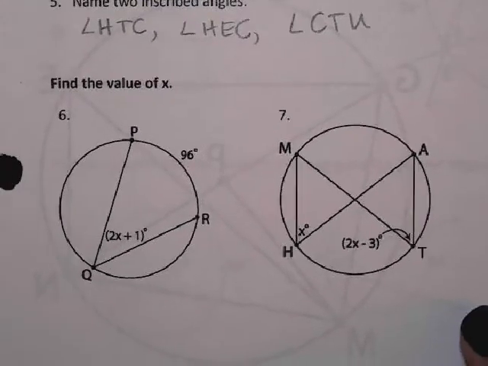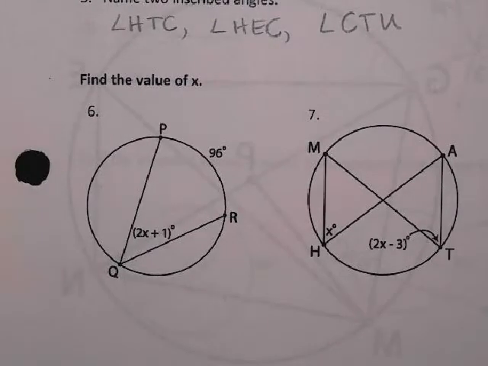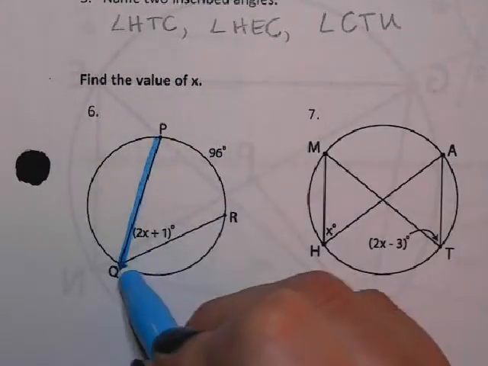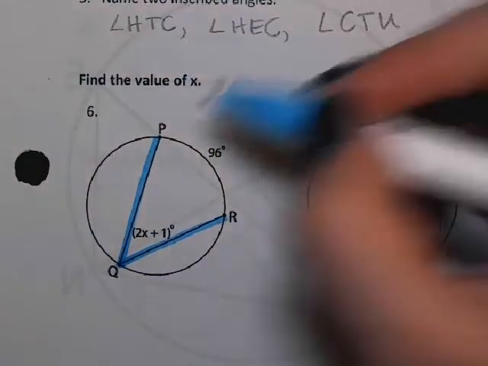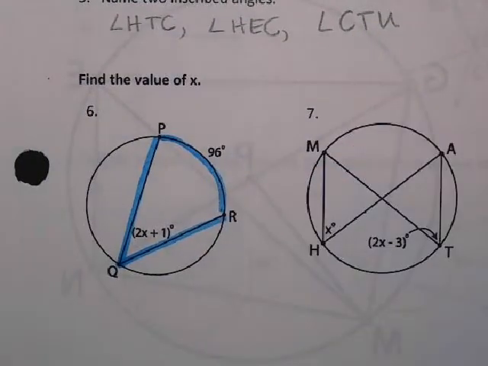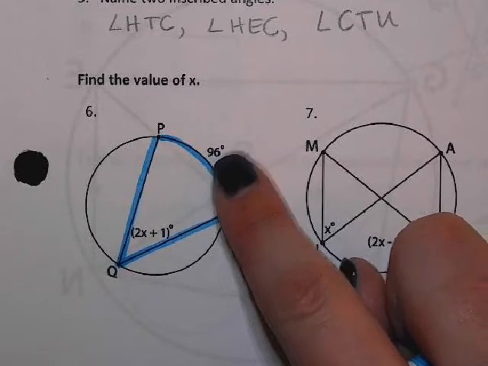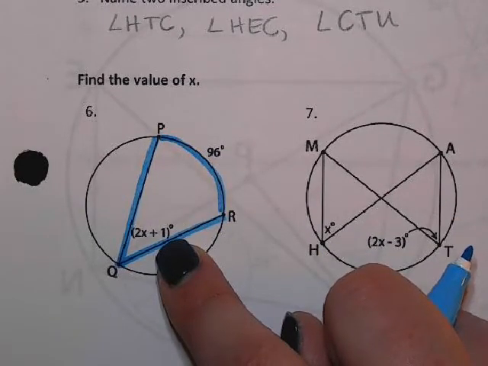If I am showing my work for number 6, I'm going to start off by saying here's the angle, and the angle connects to this arc, right? So we said if the arc is 96, then the angle is 48.